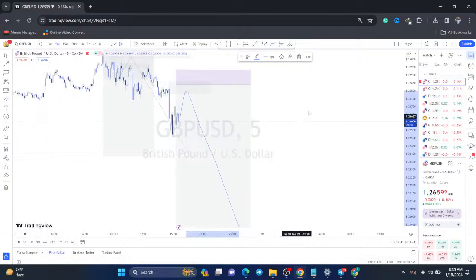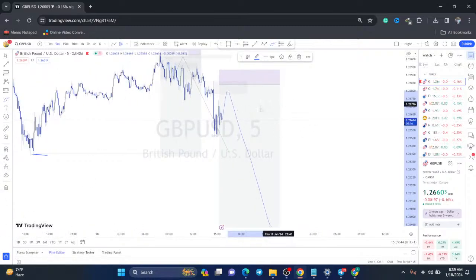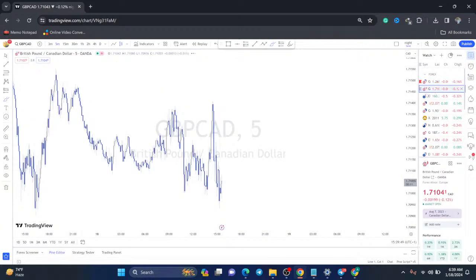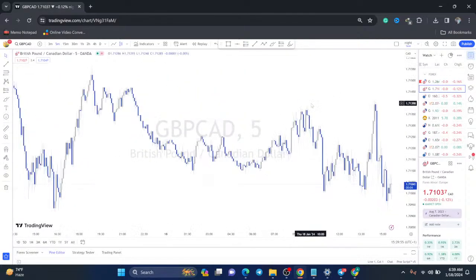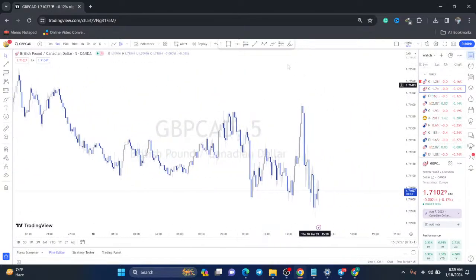So that's what we're expecting on GU: a move into the zone and then down. On GBP/CAD, it might just do the same thing. If you look at it, you see that it has broken this structure here. We have a market structure shift here.